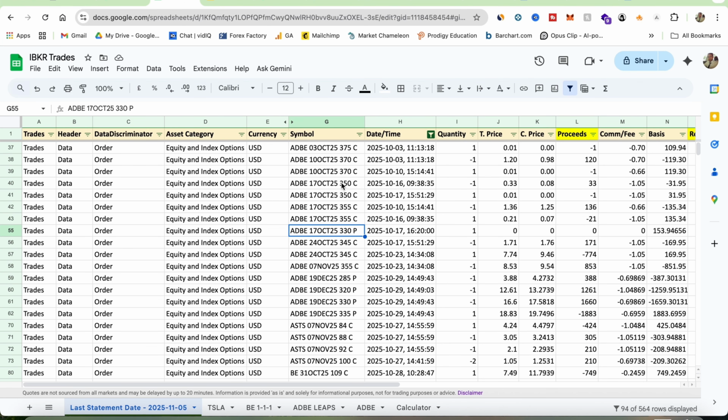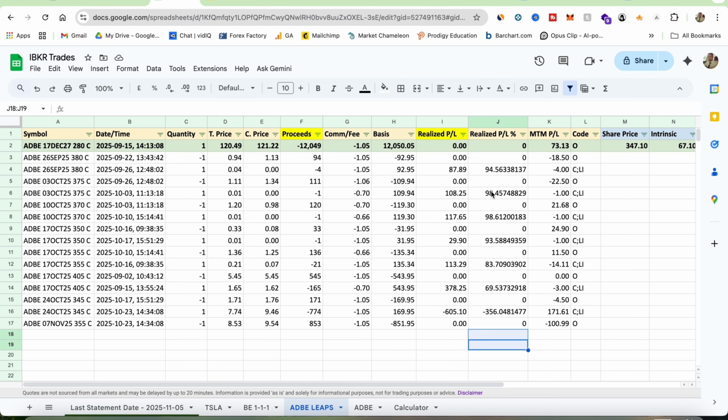It's done in alphabetical order, so there's no particular order. The first one is Adobe. With Adobe, I've been selling a lot of covered calls, and I've got some puts out there as well. You can see on this tab, I'll probably do another video on it, it's just the LEAPS. I bought a LEAP for 12 grand and I've been selling poor man's covered calls against it.